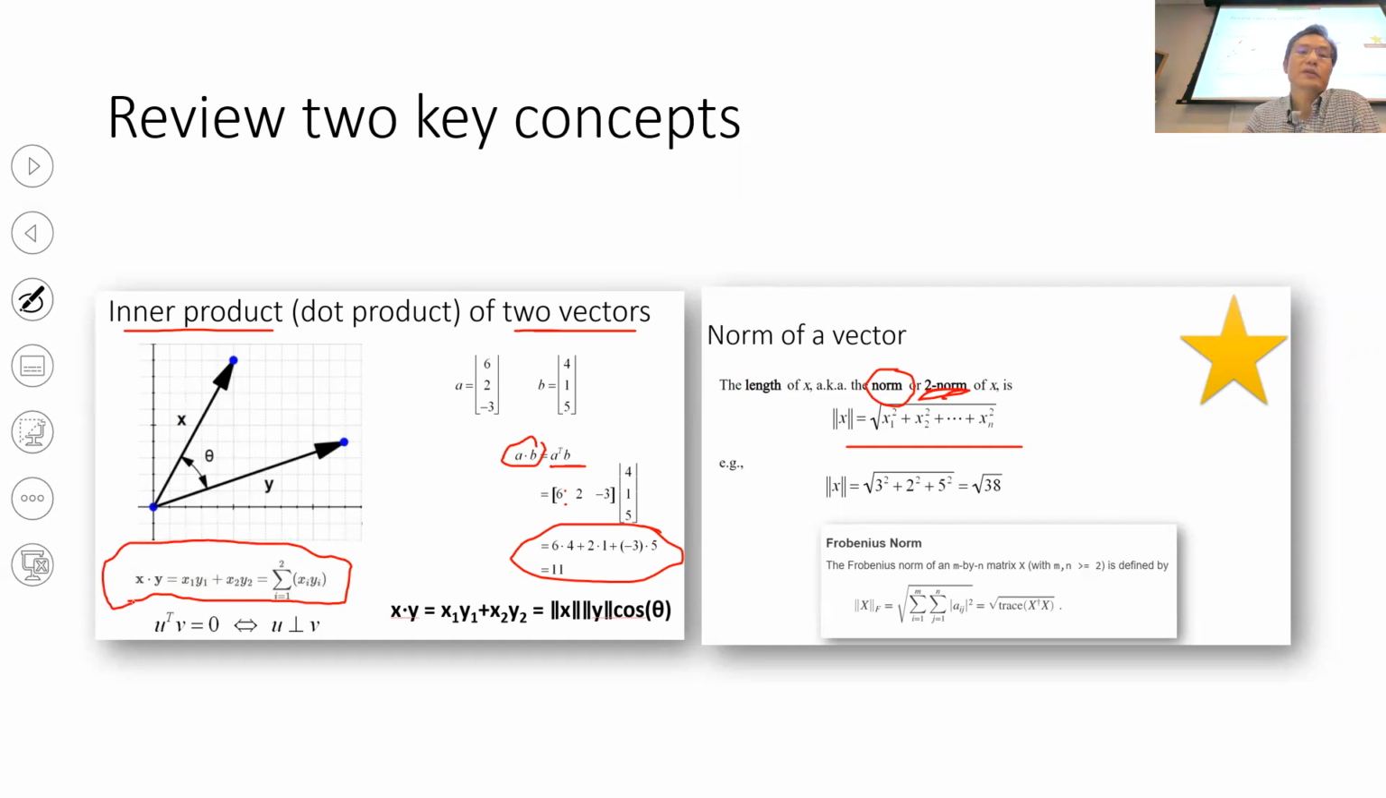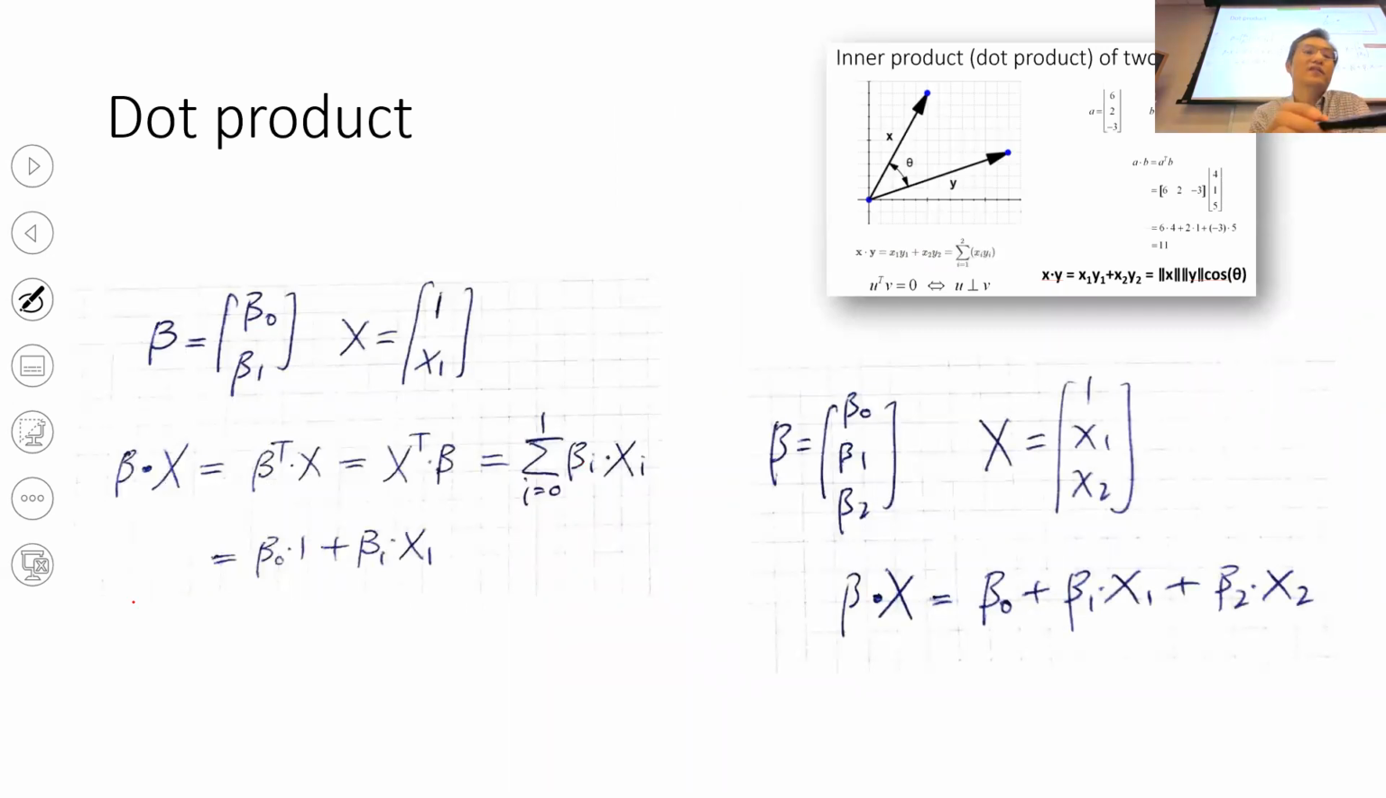Now I'm going to define a dot product for two vectors. These two vectors are beta and x. You can write the dot product between beta and x. In this case, x is a vector, and you transpose beta and make it a horizontal vector times this, or the other way around.